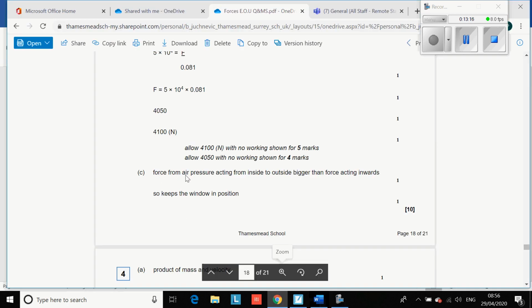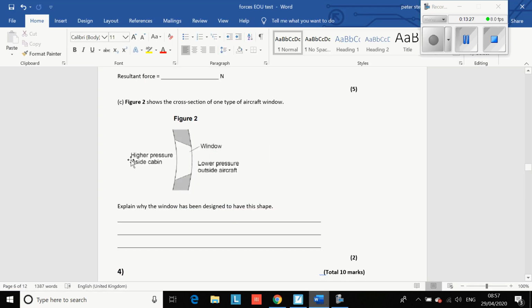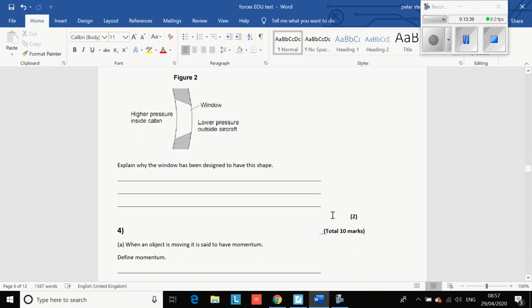The force from the air pressure acting from the inside is bigger than the force acting inwards, so it keeps the window in position. Essentially, the pressure is higher here than here, so it'll keep the window shape by pushing outwards because the pressure is higher. Okay, so give yourself a total of 10 marks, please, or whatever it is you scored for that.